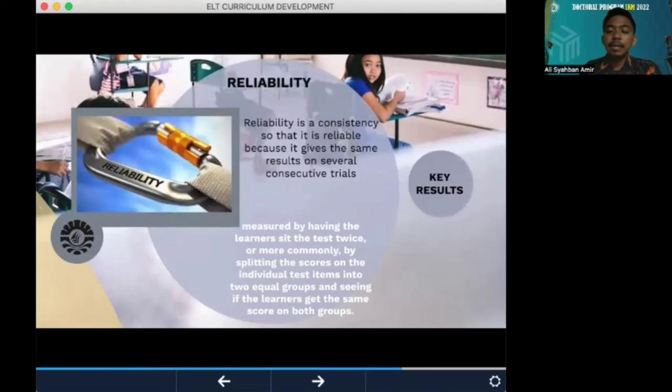Reliability is consistency. It is called reliable because it gives the same result on several consecutive trials. Reliability is measured by having the learner sit the test twice, even 3 times, 4 times, or more, or by splitting their scores on the individual test items into 2 equal groups and seeing if the learners get the same score on both groups.